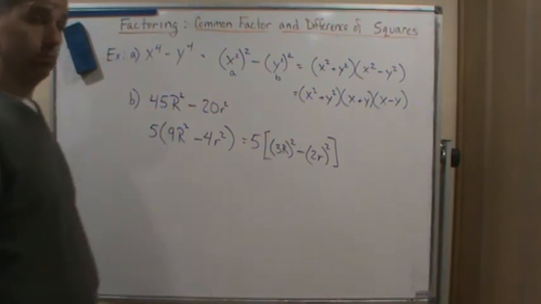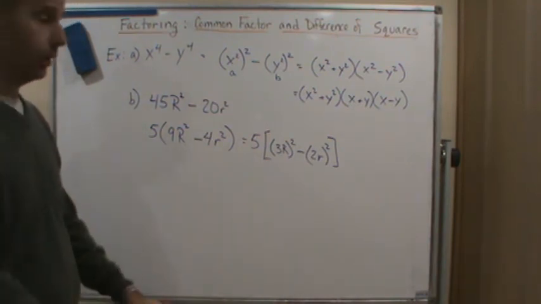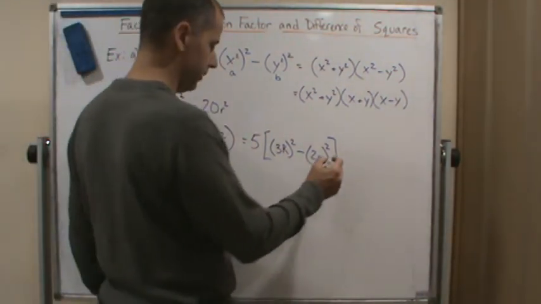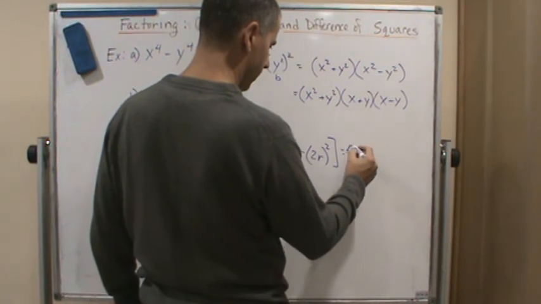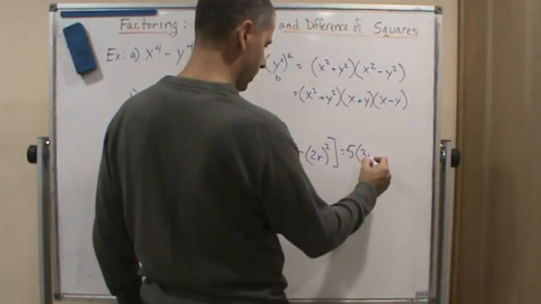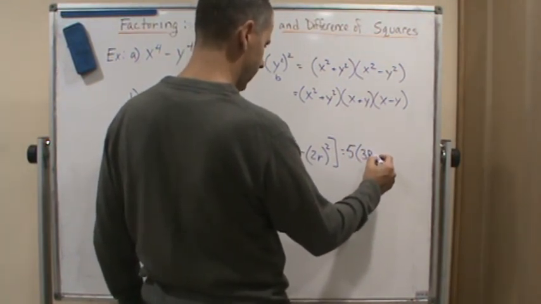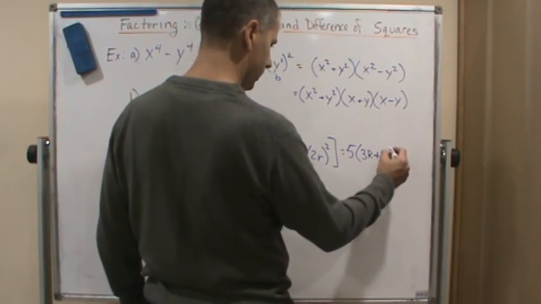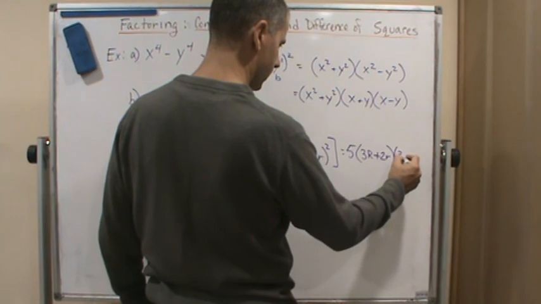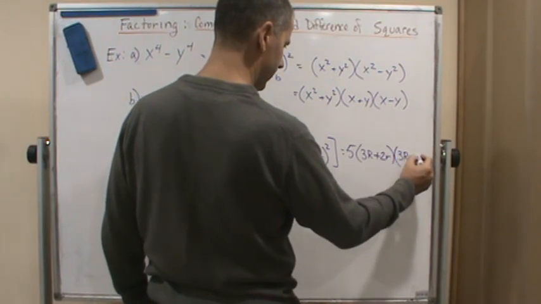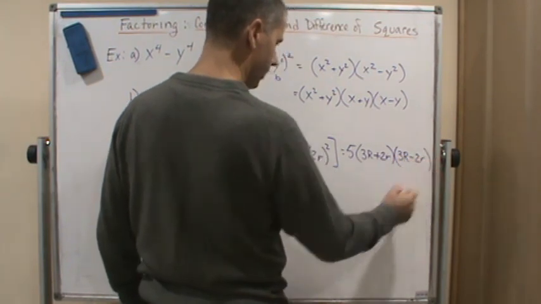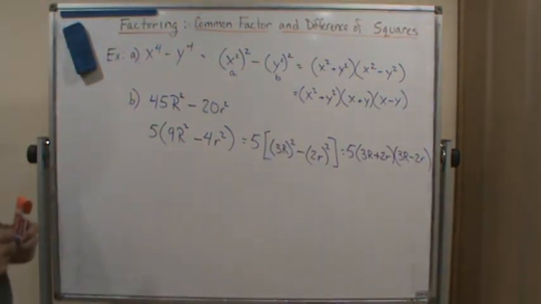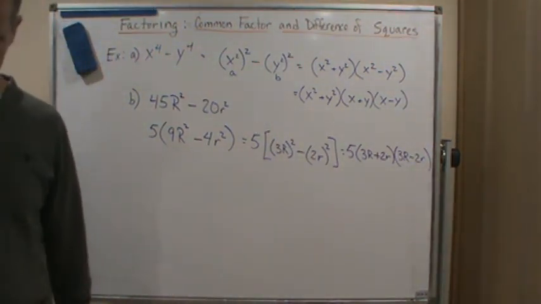And so now, all we do is use the special product, right? So this just becomes 5 times 3r plus 2r times 3r minus 2r. And we're done. Okay, see you next time.